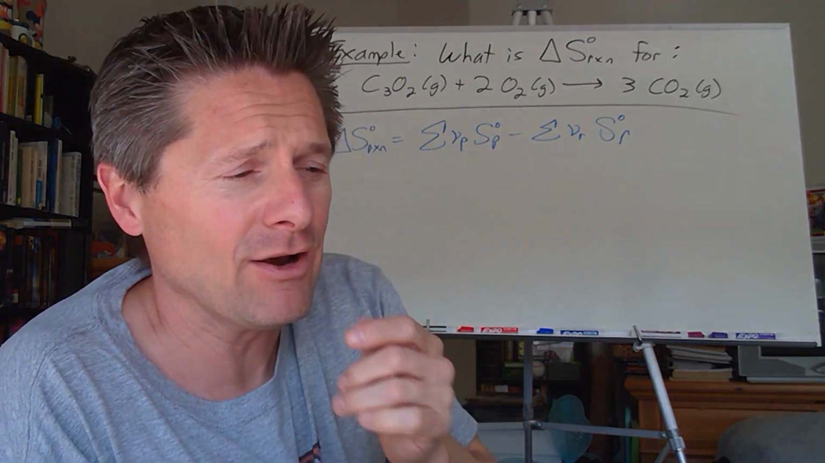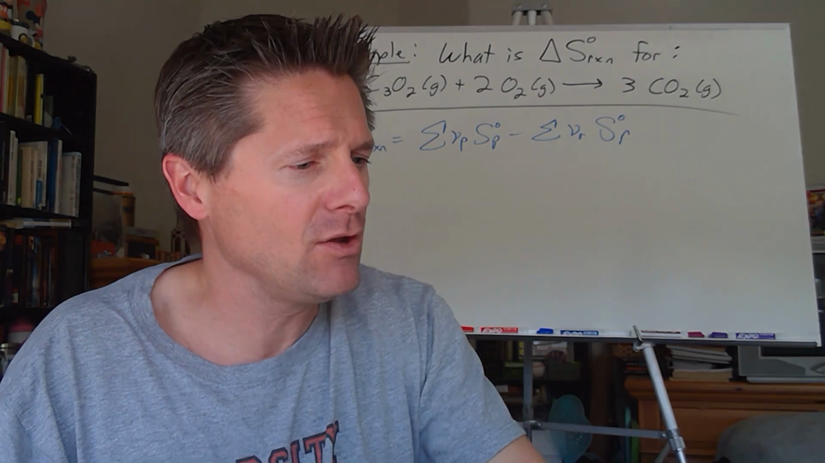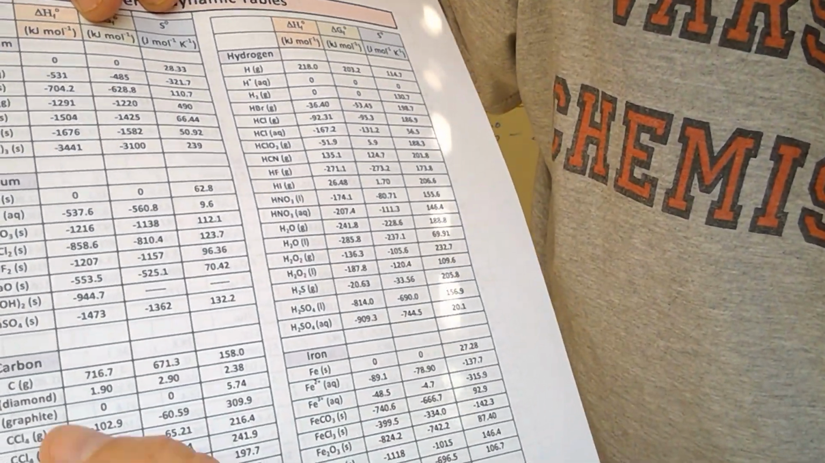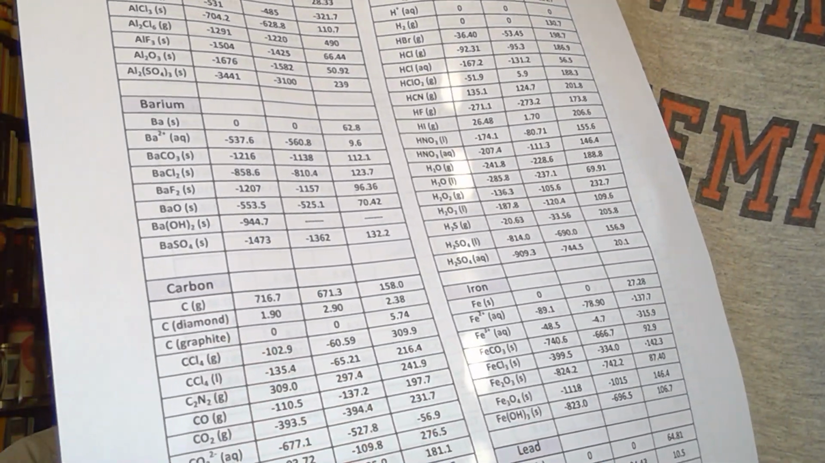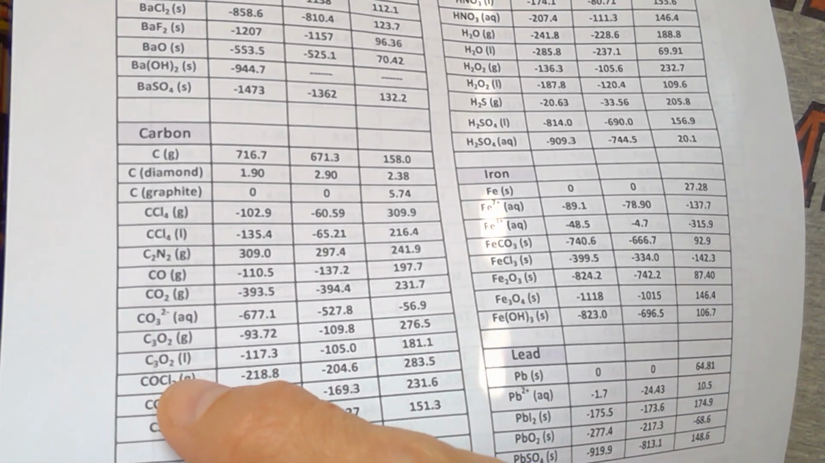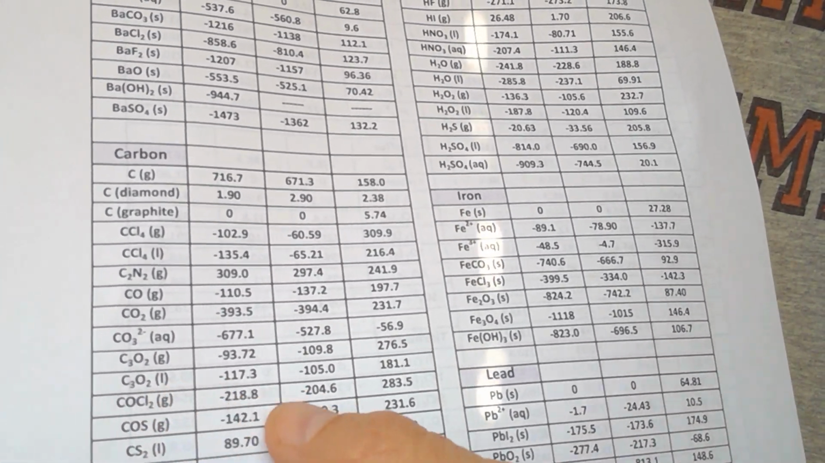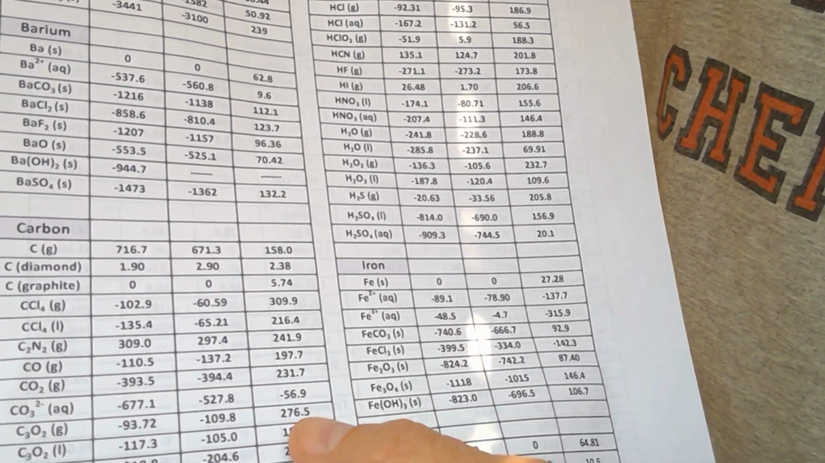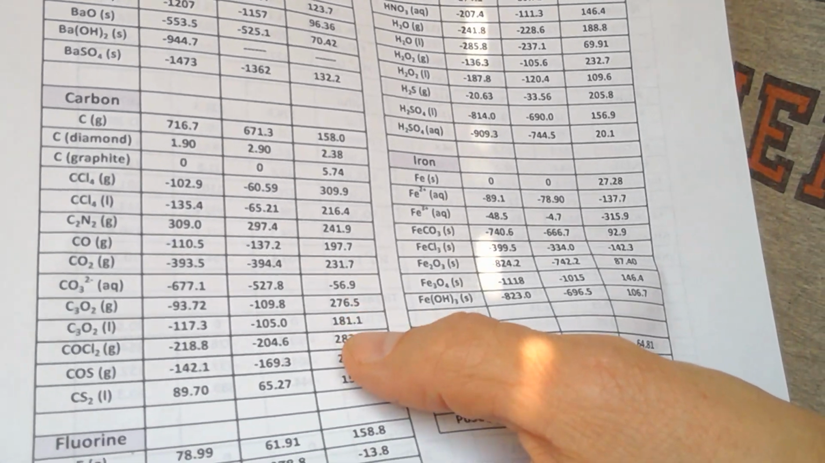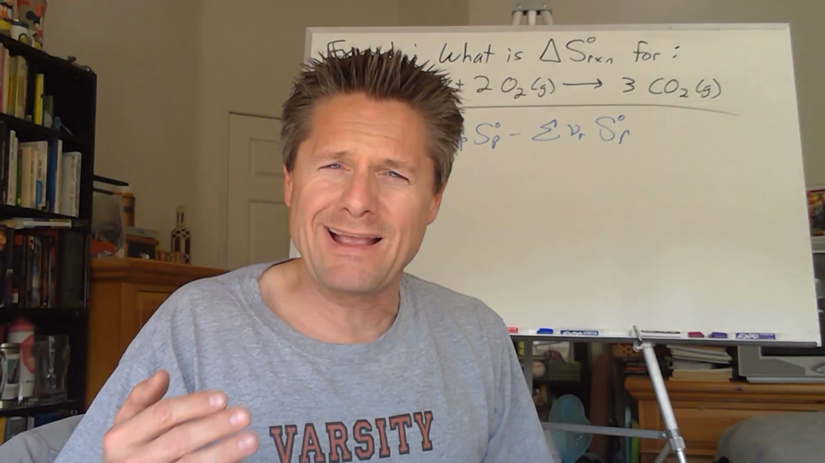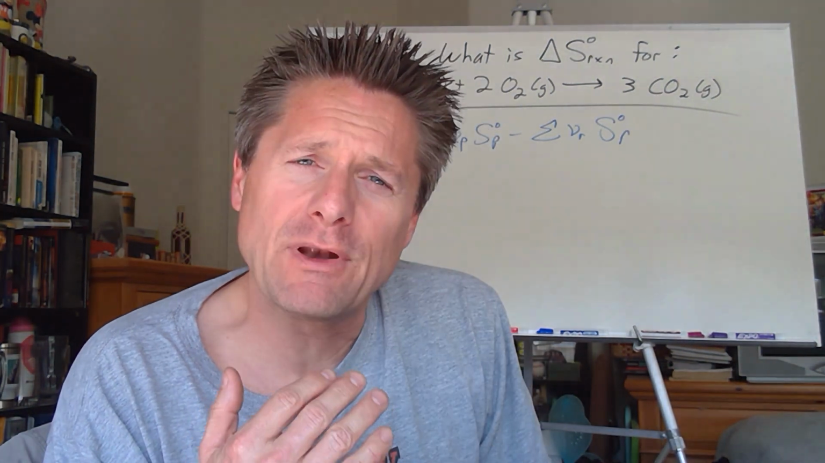And if you look on here, the state makes a huge difference, all right? So for example, if you look under carbon, you see the C3O2, there's a gas and C3O2 liquid, right? Those are different values. So the C3O2 gas is 276.5 and the C3O2 liquid is 181.1. No big surprise, the liquid has a lower absolute entropy than the gas.